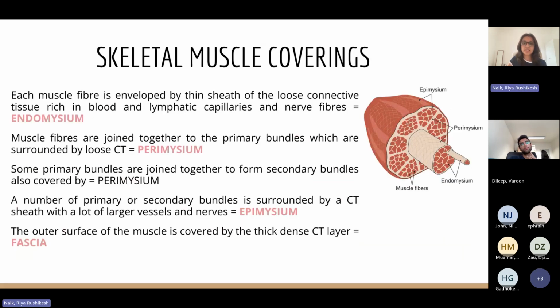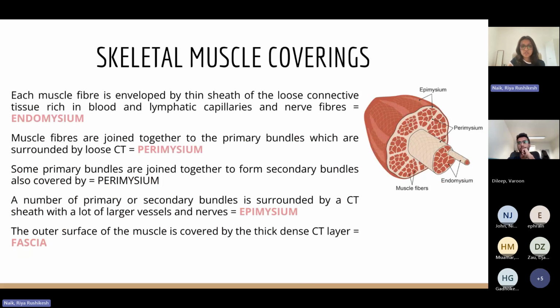So let's talk about the skeletal muscle coverings. There are three main coverings we are going to deal with over here. There is the endomysium, the perimysium, and the epimysium. So the smallest thing in a muscle is going to be the muscle fiber, as you can see in this diagram over here. These small circular things are the muscle fibers, and the covering for that is going to be called the endomysium. Since it's the innermost covering, that's why it's called the endomysium, and it is made up of loose connective tissue.